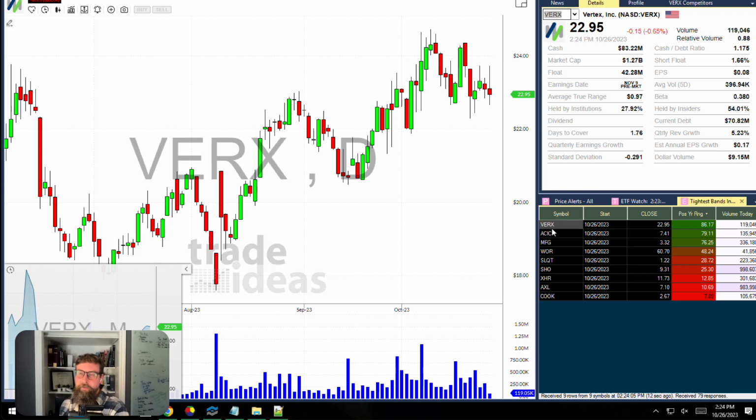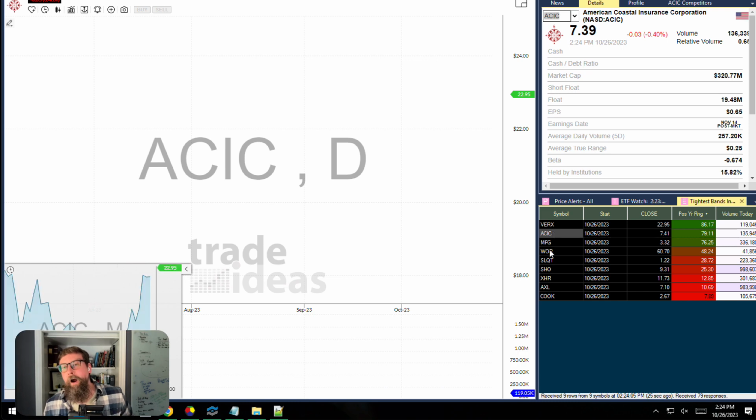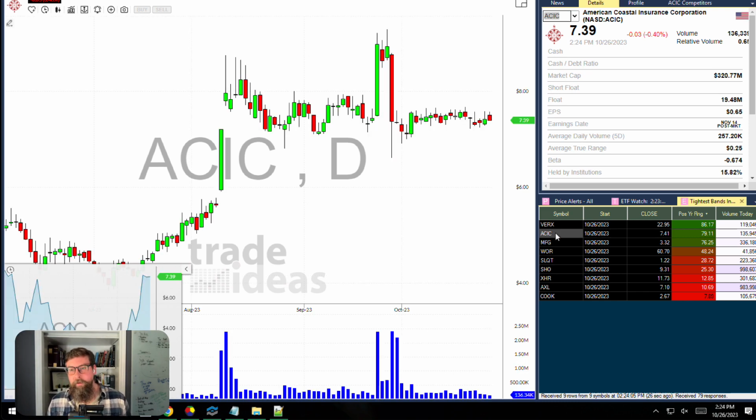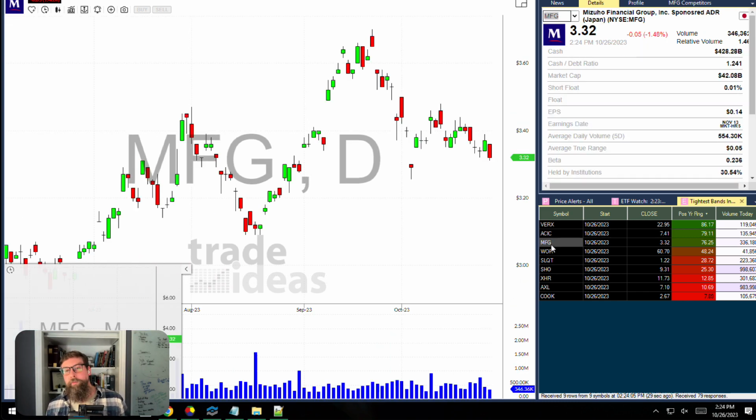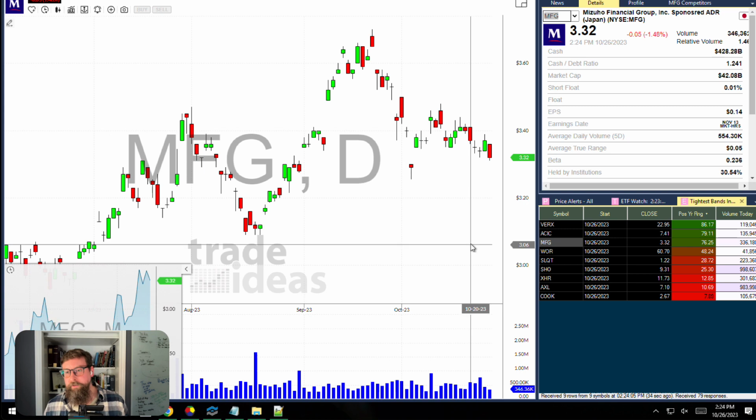How tight is the volatility versus how wide is the volatility? We compare all of the stocks in the universe of stocks, like every single stock that exists, and we say these are the list of stocks that the Bollinger Bands are the tightest they have been in the entire year. For people who trade Bollinger Bands, this is great because if you're looking for these things to potentially break out, you want consolidation to begin with.